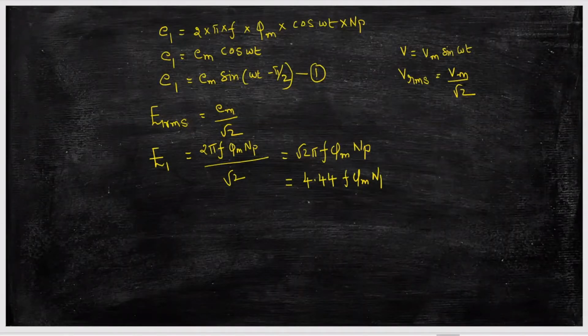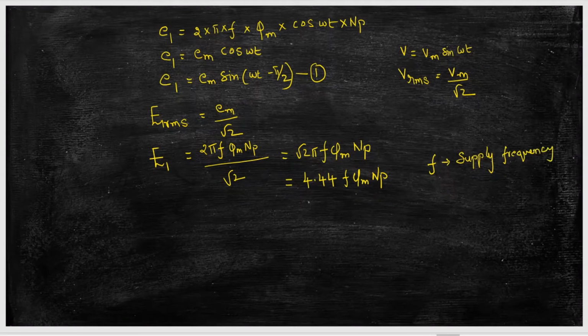Then what is this f? F is the supply frequency. What is the supply here? VP is the supply voltage.